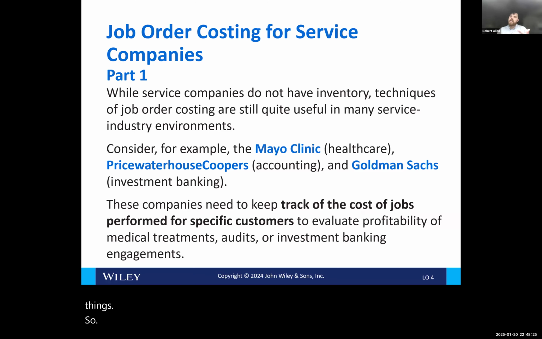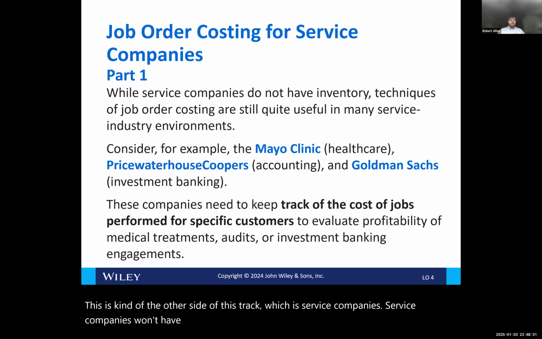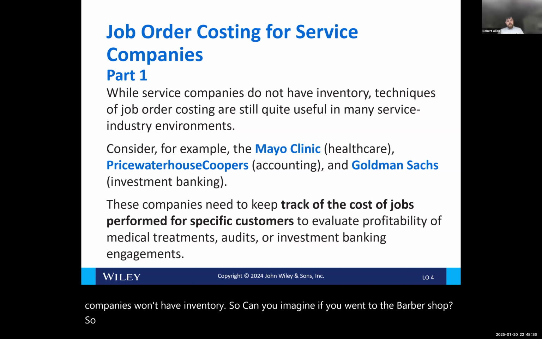So this is kind of the other side of this chapter, which is service companies. Service companies won't have inventory. So can you imagine if you went to the barber shop? So a barber shop's a service company, and you said, yes, I would like that haircut on the shelf. And they handed it to you, and magically your hair transformed into that hair.